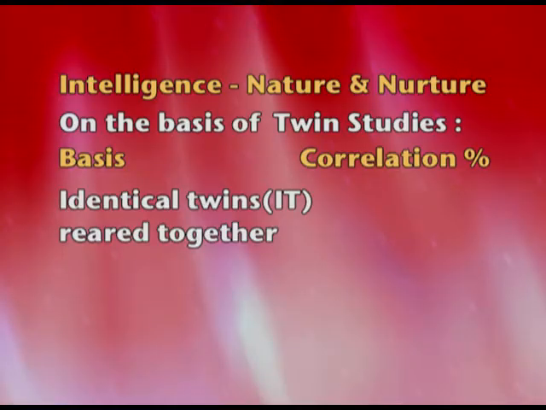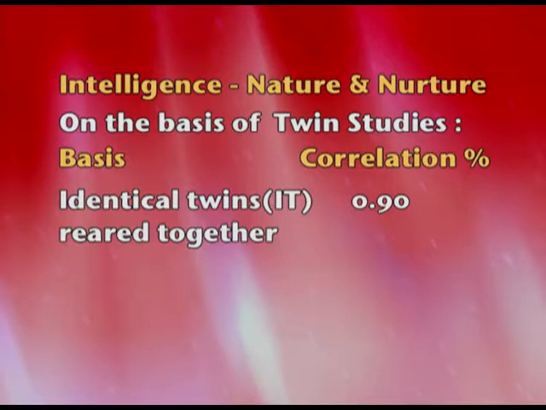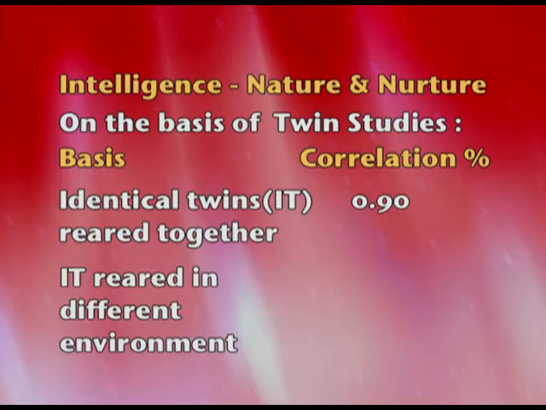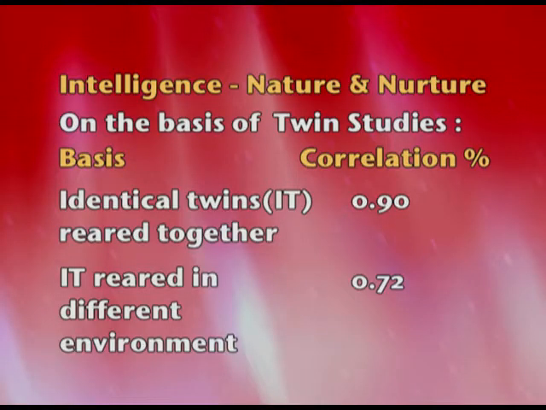Identical twins, which are born from the same fertilized ovum, reared together, when they are brought up together. So nature, that is genetic, is 100% same here, and when they are brought up together 90% of the time their intelligence correlates. Again, identical twins reared in different environments, where you see that twins are separated for some reason, brought up in different families. So adoptive parents are giving a different environment to both the twins. 72% is the percentage of correlation for intelligence.